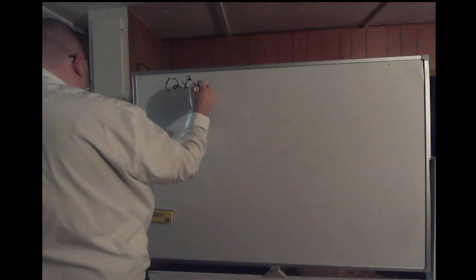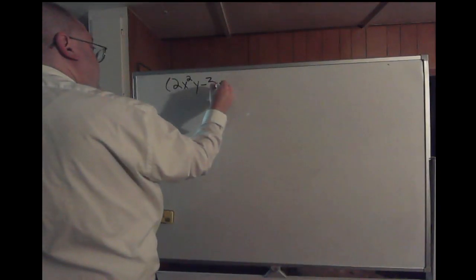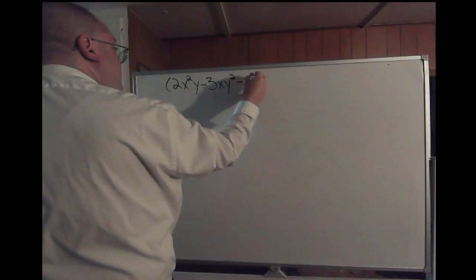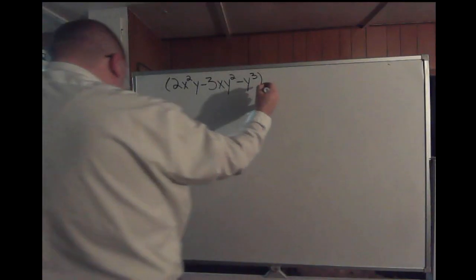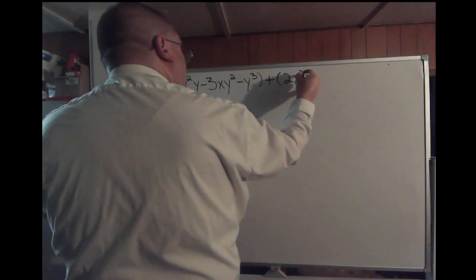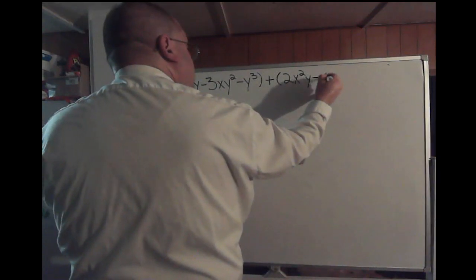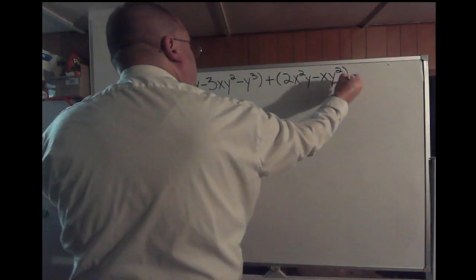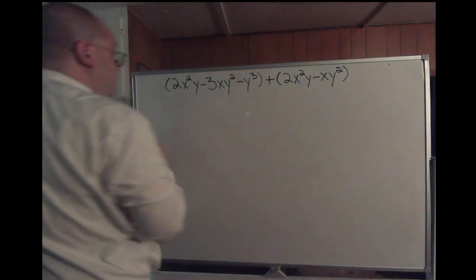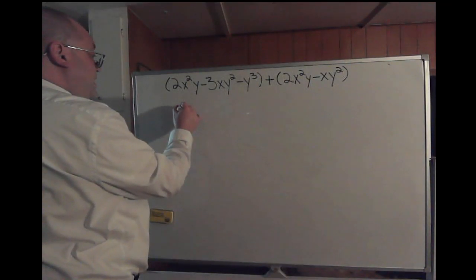Alright, so I got 2x squared y minus 3xy squared minus y to the third, that whole quantity plus the quantity of 2x squared y minus xy squared. Okay? So let's go ahead and start with a 2x squared y.